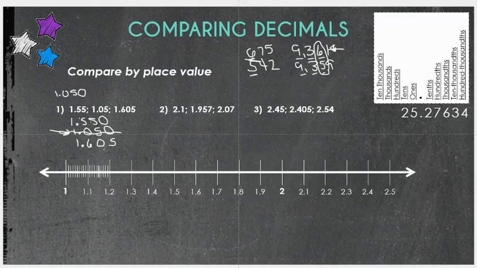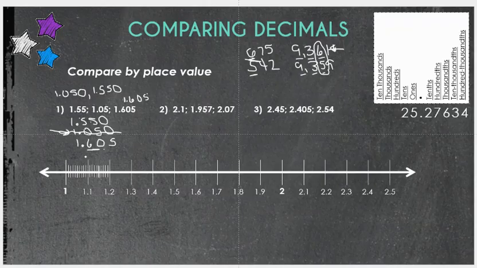Other two numbers, 5 and 6. 6 is bigger than 5. That means this is the biggest number, and this one is next. So we have 1.050, 1.550 and then 1.605.